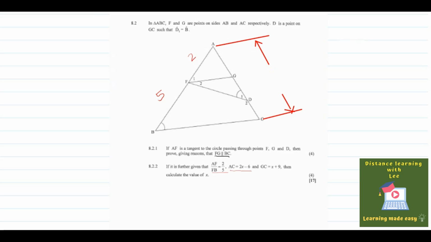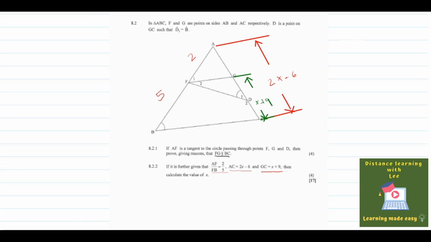So AC is 2x minus 6. And then we are also told that GC is equal to x plus 9. So that's the G there, and that is the C there. And we are told that this length there is equal to x plus.